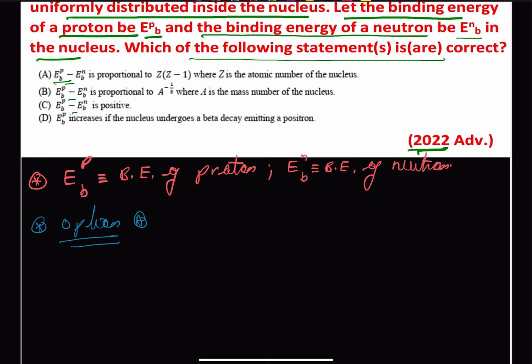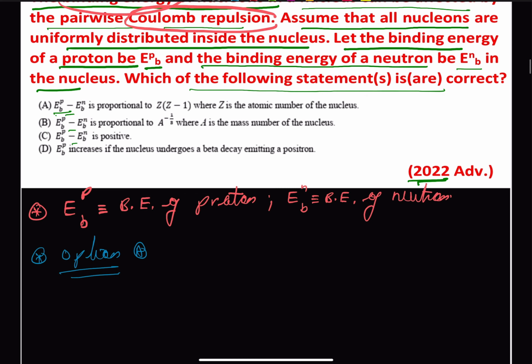And we are going to find out the difference in binding energy and the proportionality between the two. So in this case we are supposed to find out the difference between the two. And here we have to remember, let me first of all write the statement.